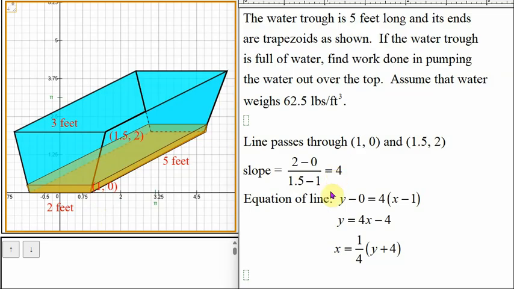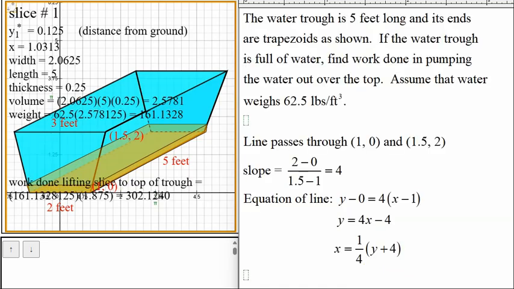The equation of this line will be y minus 0 equal to the slope times x minus 1. So we end up with y equal to 4x minus 4. And then now let's rewrite this as x in terms of y, and we get x equal to 1/4 times (y plus 4). And so for this slice number 1, as I said a few minutes ago, we're going to use the midpoint right here as the distance from the ground.